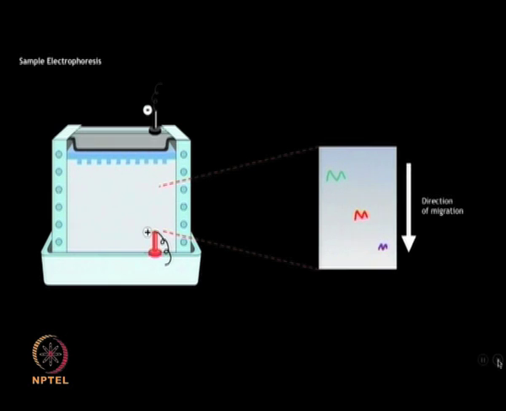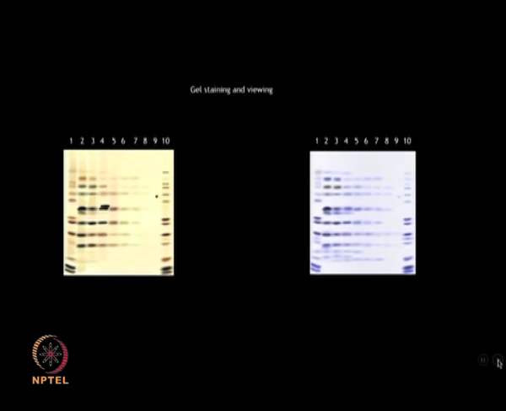The larger proteins are retarded in the gel and remain close to the point of application, while the smaller proteins migrate further along the gel. The gel can then be stained with either Coomassie or silver stain and viewed to observe the various discrete protein bands present in each of the samples. For example, the left image here is a silver stained gel and the right image is of a Coomassie stained gel.